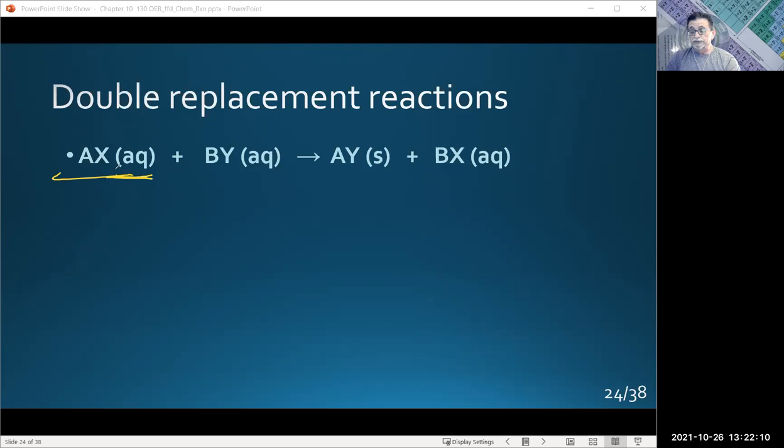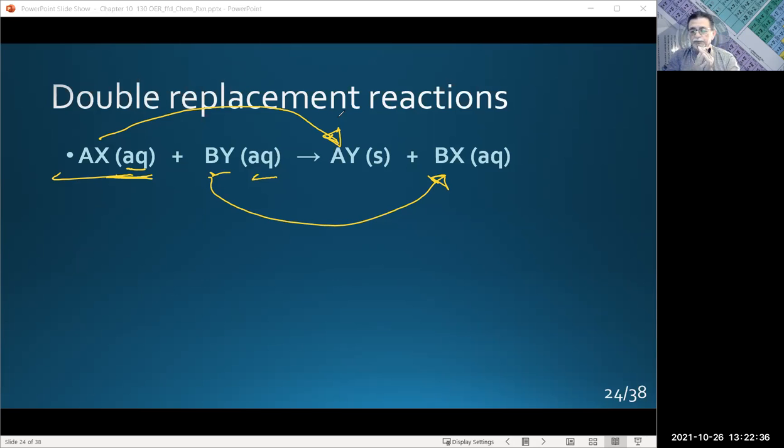We have an AX ionic compound, which is soluble. And then we have a BY ionic compound, which is also soluble. Now, what happens is they simply just exchange partners. And so AX now becomes AY, and BY now becomes BX. The anions and cations have just exchanged places.